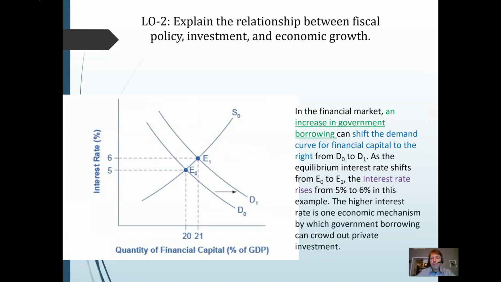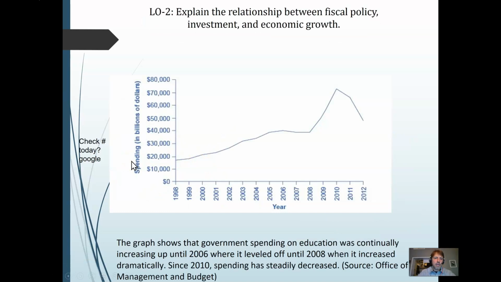An increase in government borrowing can shift the demand curve for financial capital to the right. And we talked about this before, where if the government is wanting currency as well as others, it drives the demand up. So it shifts the curve to the right, which means there's likely more money available at a higher rate. We can look and see what's been happening in the relationship of spending in dollars on education.